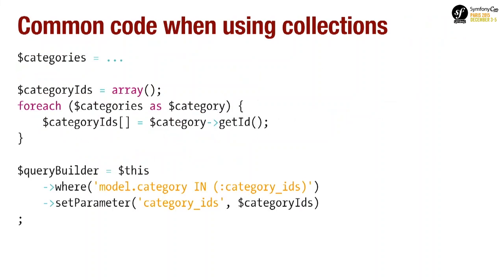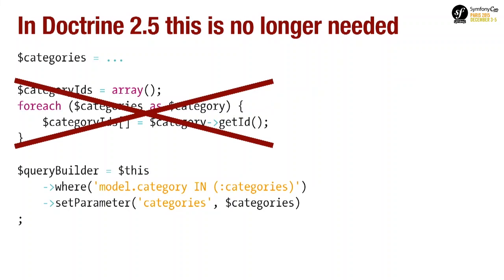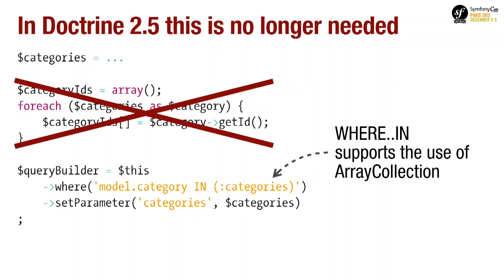I'm sure that a lot of you use this code, especially this part, to transform an array collection into a normal array with the IDs and all of that, to use it in another query. This is very common. Well, in Doctrine 2.5, this is no longer necessary, because variadic supports an array collection. You can pass the real array collection obtained from a different query. So this is really nice.